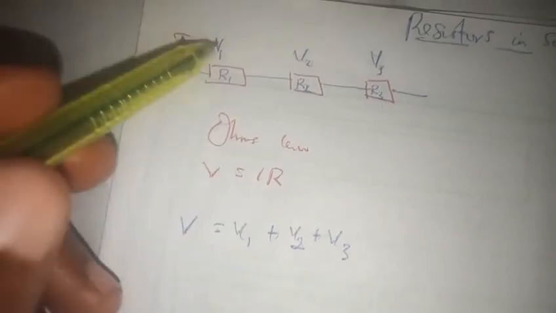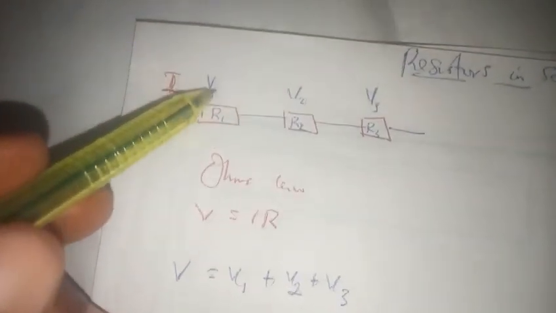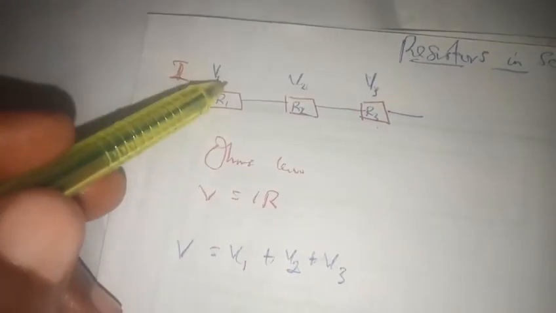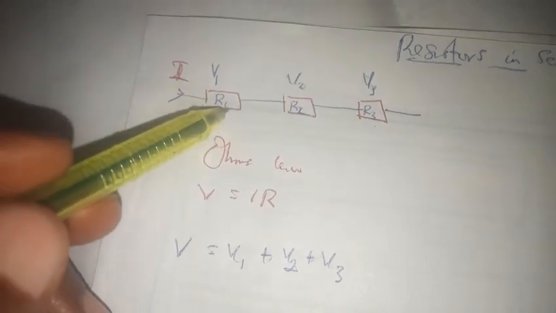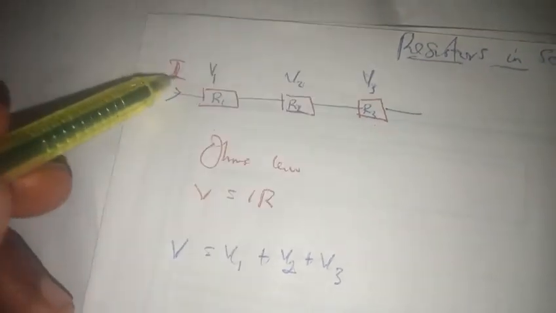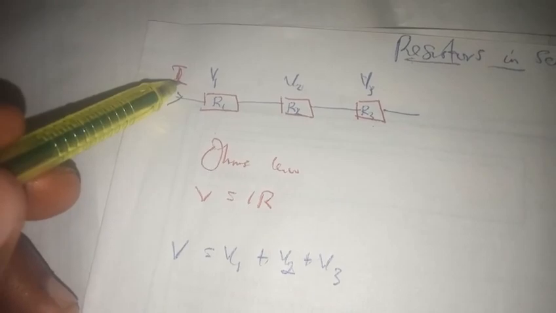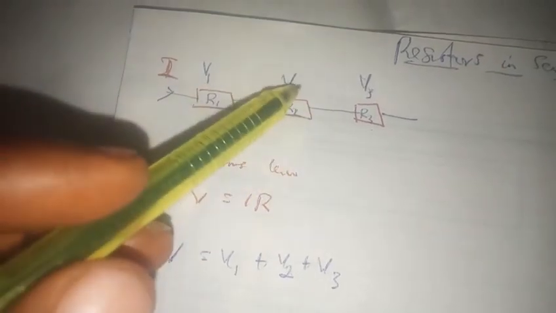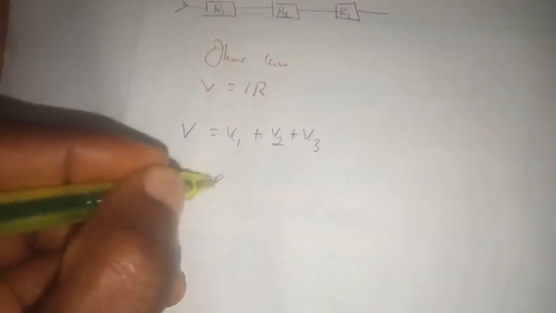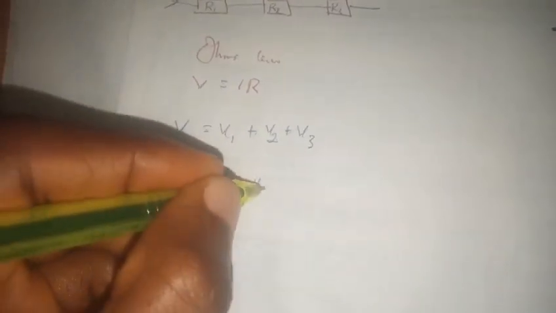If you want to get the voltage V1, it will be R1, the resistor one here, times the current. Since it's the same current, V2 will be IR2. So let's try that out. Here V1 equals IR1, V2 equals IR2, and V3 equals IR3.